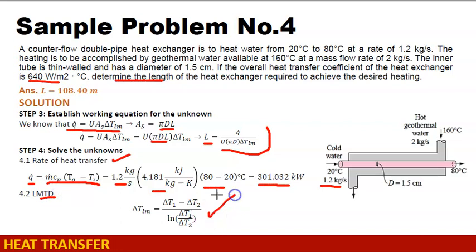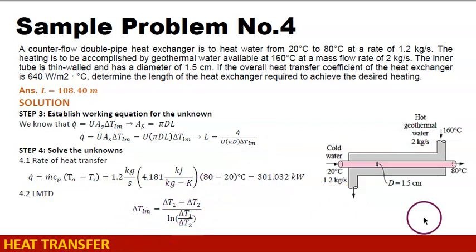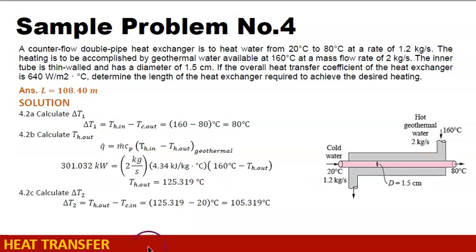For the other unknown, which is LMTD, this is our working equation. As you can see, we need to solve for the leaving temperature of the hot geothermal water for us to use this equation. Before that, let's calculate delta T1. For LMTD, one of the requirements is delta T1. Delta T1 is T hot in minus T cold out. The hotter of the two fluids is your hot geothermal water, which is 160. The colder is your cold water leaving at 80 degrees Celsius. That's why we have 80 degrees Celsius.